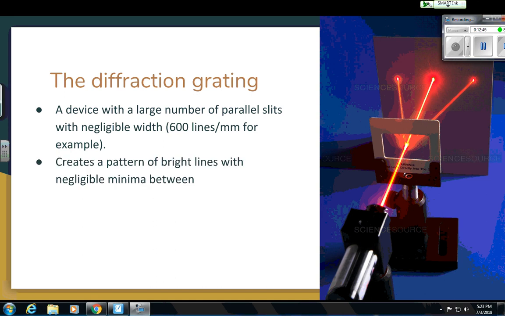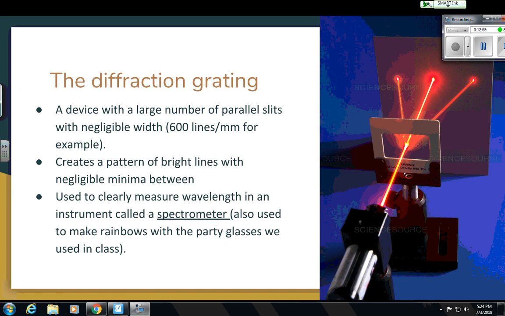When light passes through a diffraction grating, you get this interference pattern with very distinct, very bright maxima, and those intermediary ones, the minima in between those maxima, are basically negligible. They basically go away. One of the things that diffraction gratings are used for is to very precisely measure wavelengths of light.